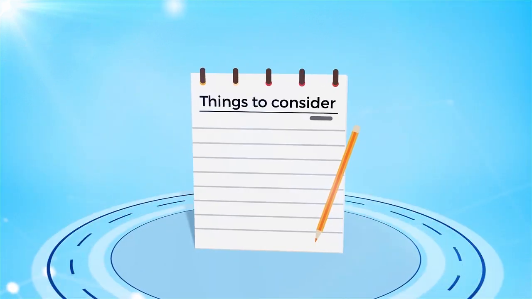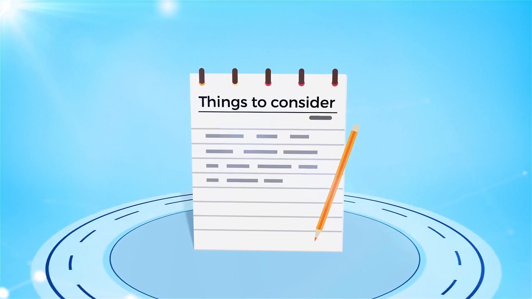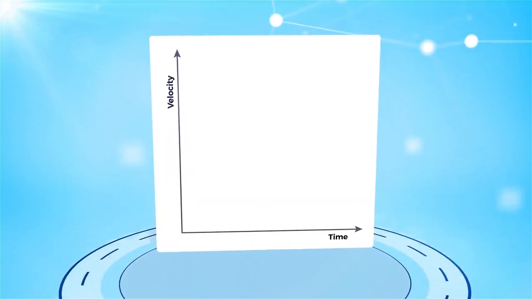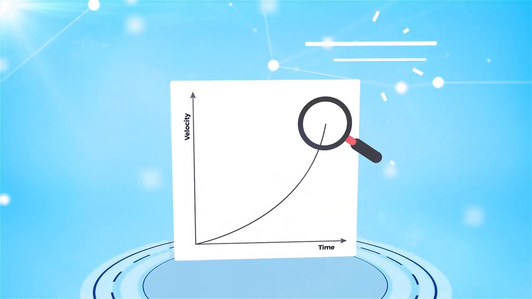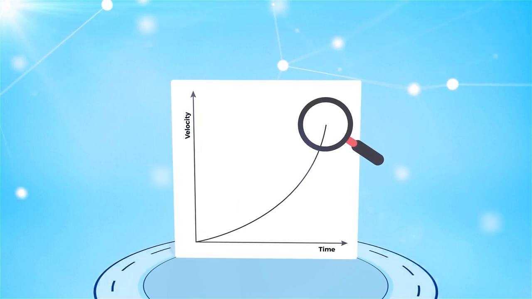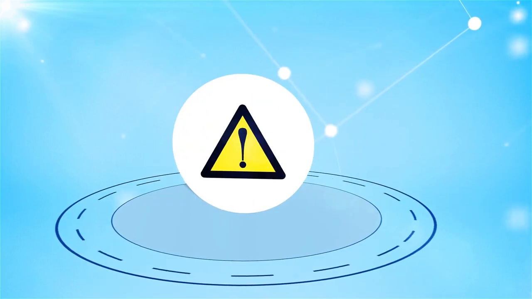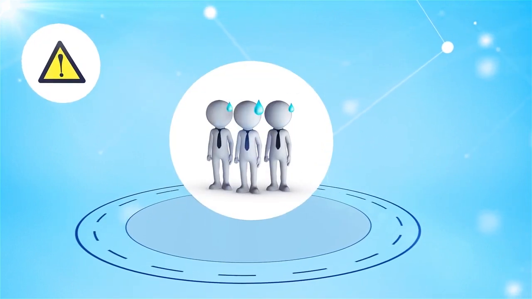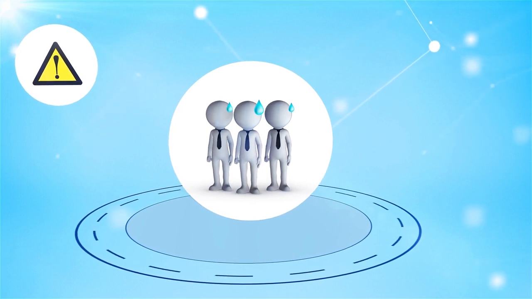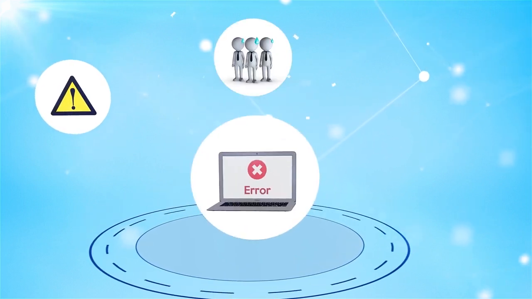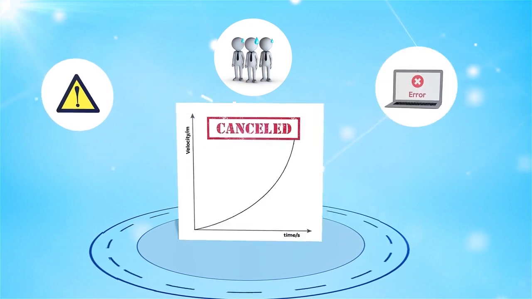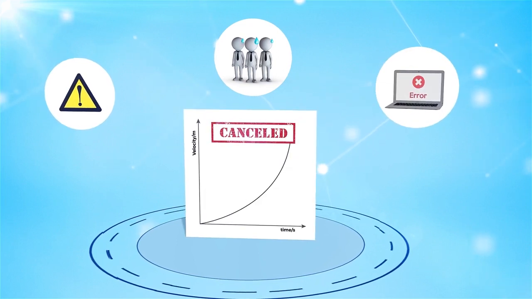There are a few things to consider when thinking about velocity. In some organizations, there's a strong focus on continually improving or increasing velocity. This can be dangerous as it can lead to team burnout and overwork, and cause velocity to go up at the expense of bugs and issues, which will ultimately cancel out any velocity gains.